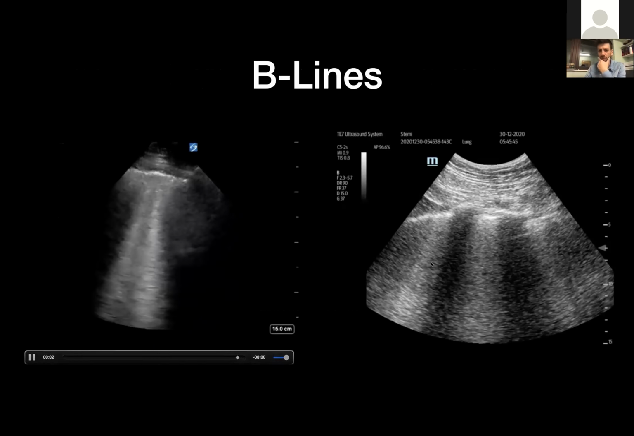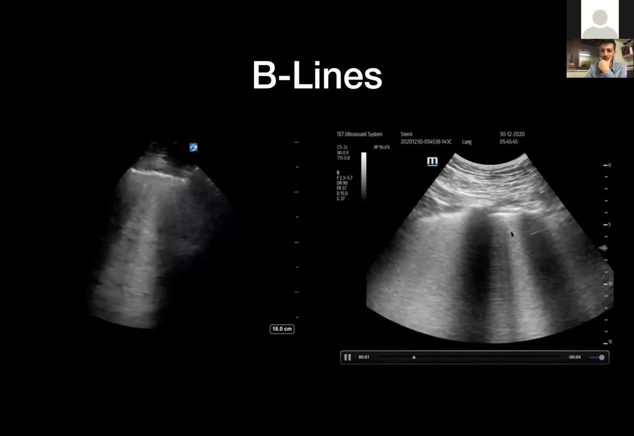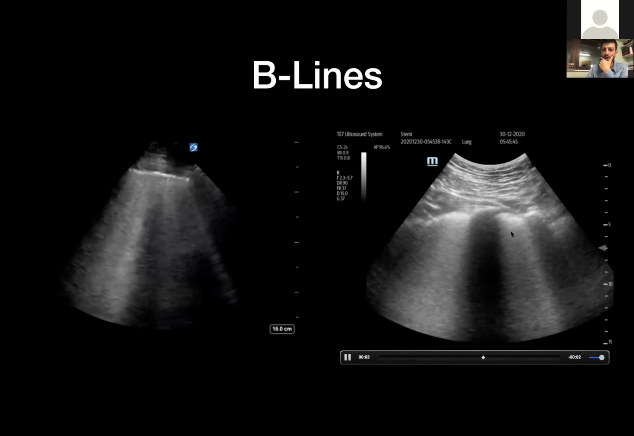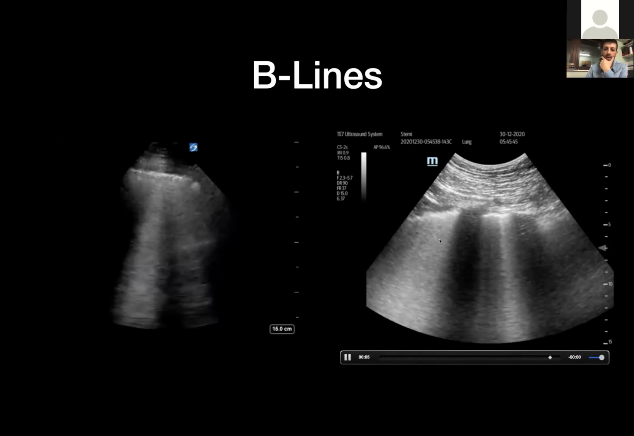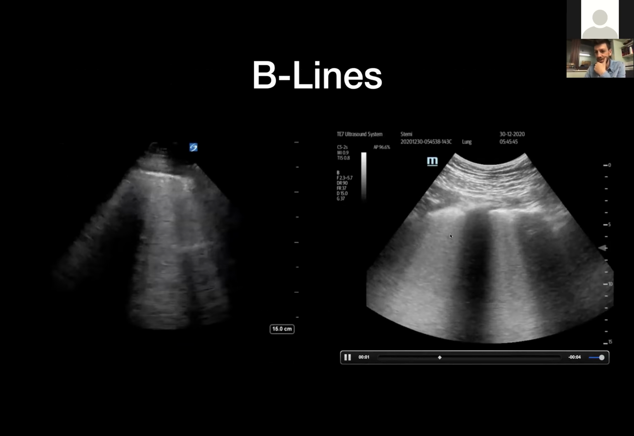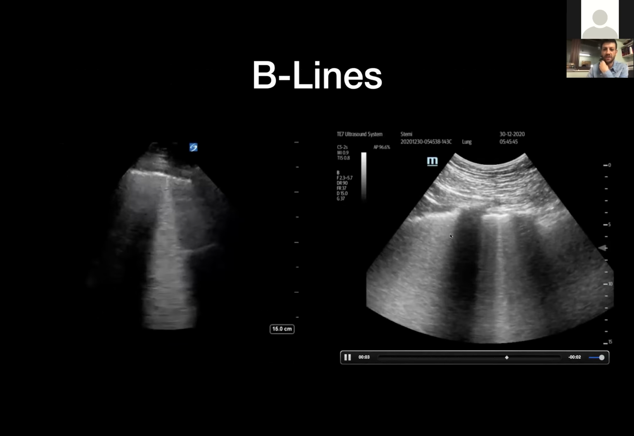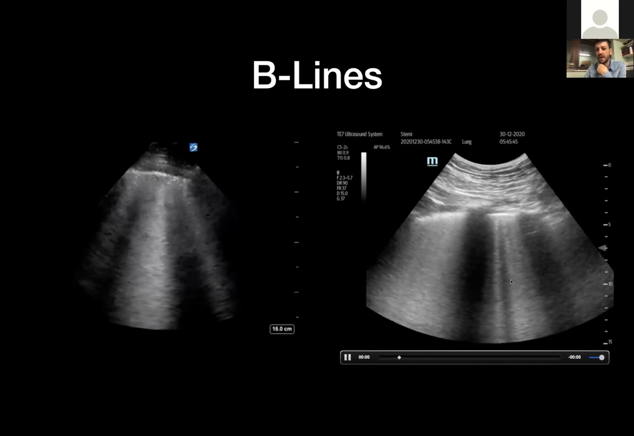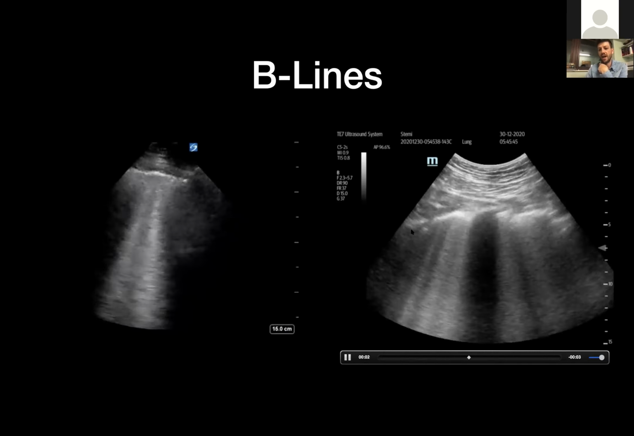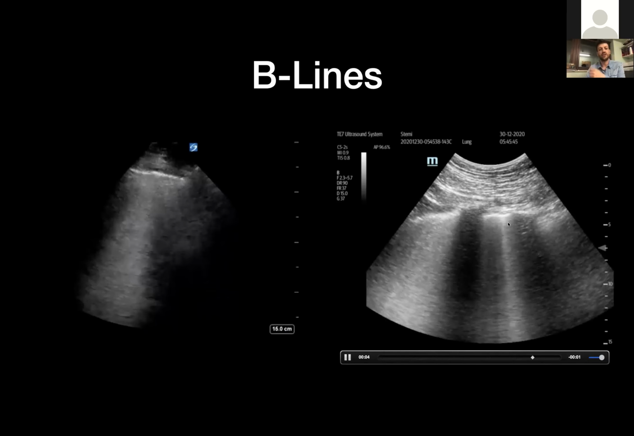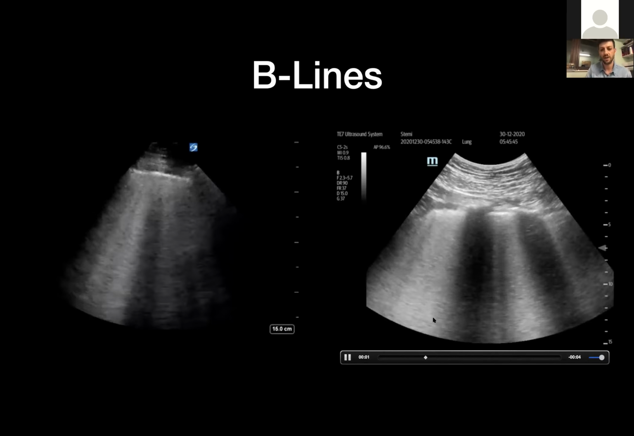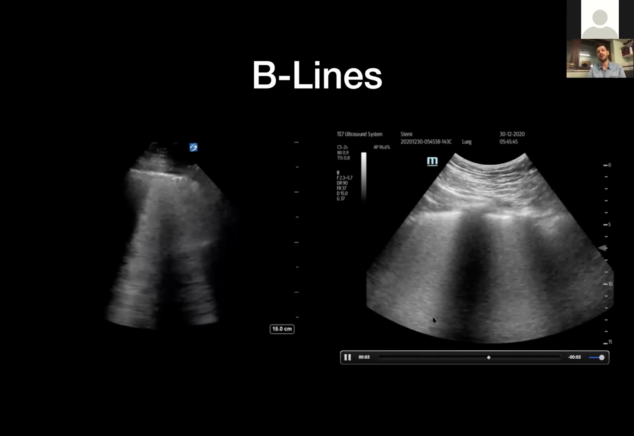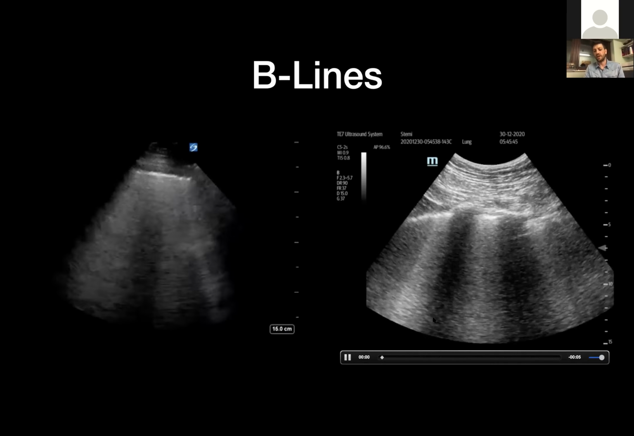And then on the right here, this is a patient who'd had a STEMI, hypoxic, has presented on the 30th of December, so right in the middle of COVID, with breathlessness. And that smooth pleural line, really diffuse B lines, makes this more likely to be pulmonary edema than COVID.